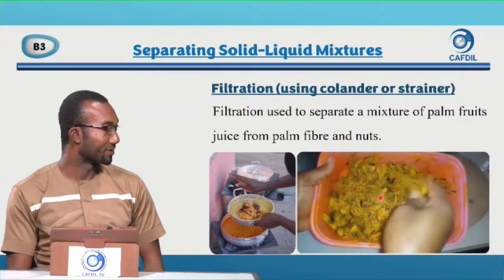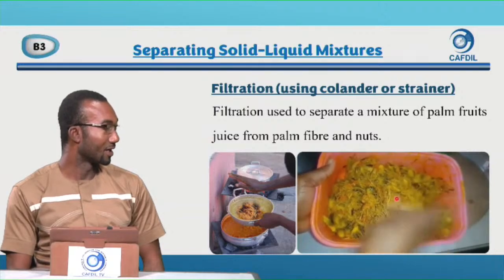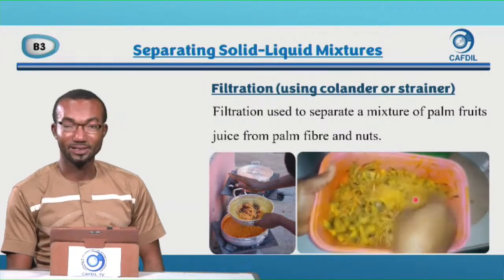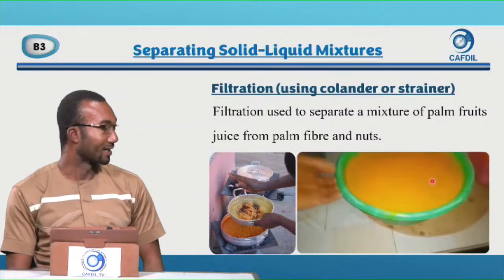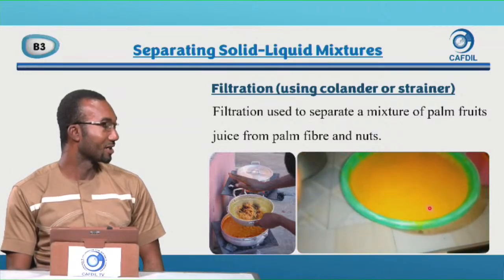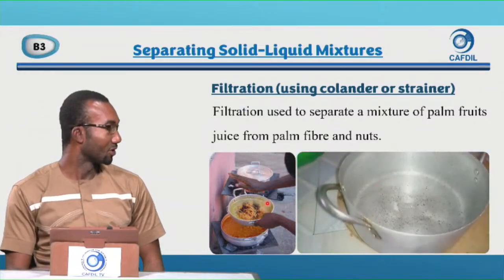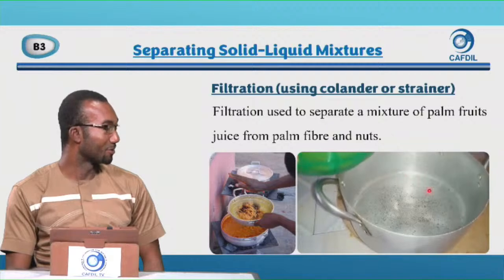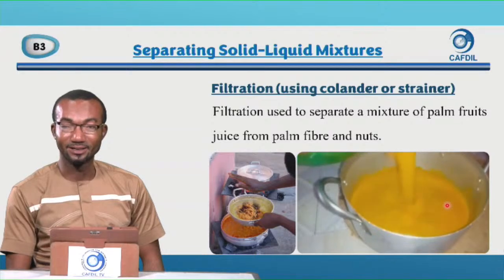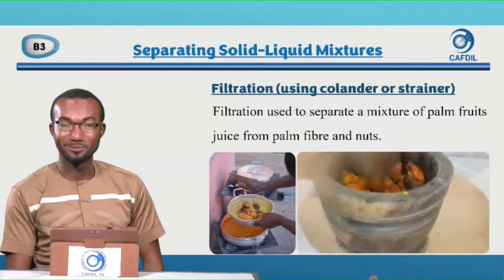After the filtration, what you have here is the residue, and the residue is the palm fiber and the palm nuts. And this is the filtrate. Children, this is the filtrate. This is what our mummies will use to prepare the palm soup. They will pour this into a pan, add the necessary ingredients, and when it's cooked, you add your fufu to it, and it's superb.